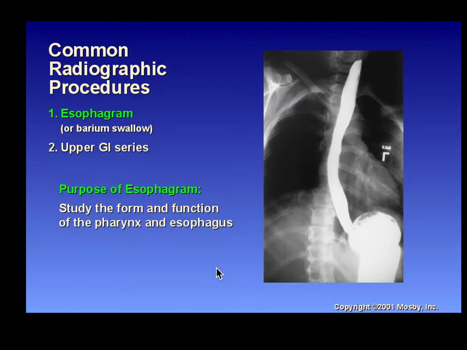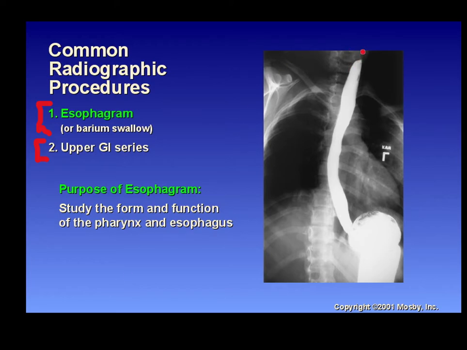Common radiographic procedures, we have an esophagram or barium swallow. Okay, so you should know by now that they're referred to one or the other, either a barium swallow or esophagram. And then you have your upper GI series. The purpose of an esophagram is to study the form and the function of the pharynx and the esophagus.